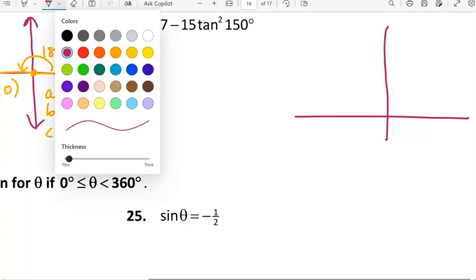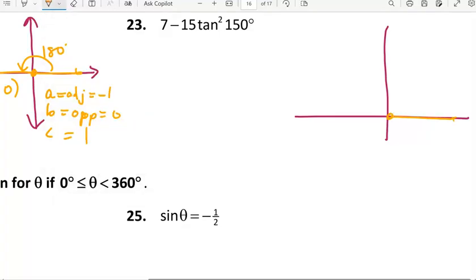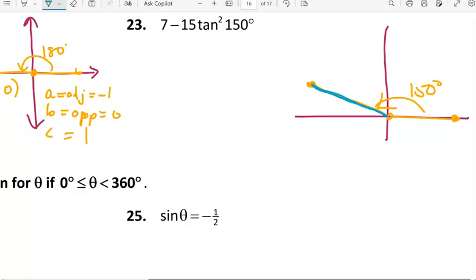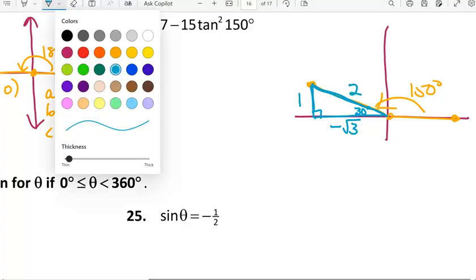In 23, we have a 150-degree angle that we're working with. So our initial side is on the positive x-axis, and we'll rotate into quadrant 2. If that's 150 degrees, when we draw the reference triangle, the hypotenuse will be the terminal side and we drop from the endpoint of the hypotenuse to the nearest x-axis. That's our vertical side. Horizontal side is on the x-axis. So if the angle is 150 degrees, the reference is the supplement to that, 30 degrees. Opposite side will be 1, adjacent -square root of 3, and hypotenuse 2.